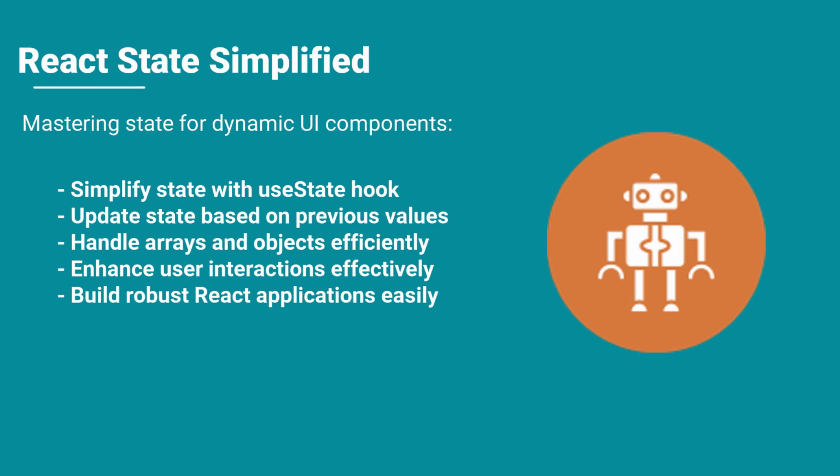So to summarize what we learned today, the useState hook simplifies state management in functional components, allowing for dynamic and interactive UIs. We covered how to declare state, update it based on previous values, and handle arrays and objects gracefully. Understanding these principles of state management equips you to build robust React applications.